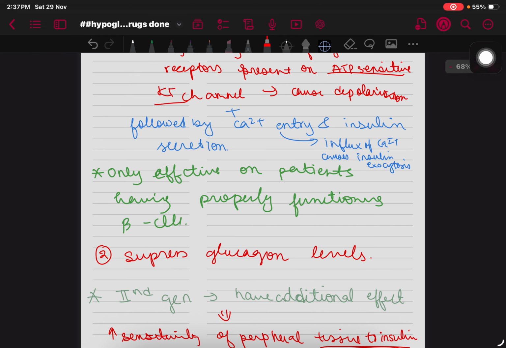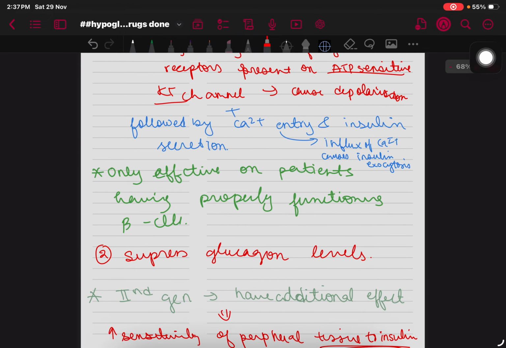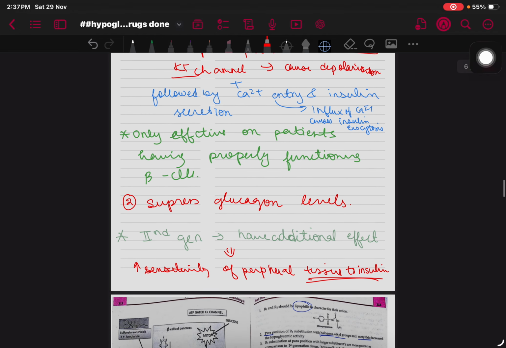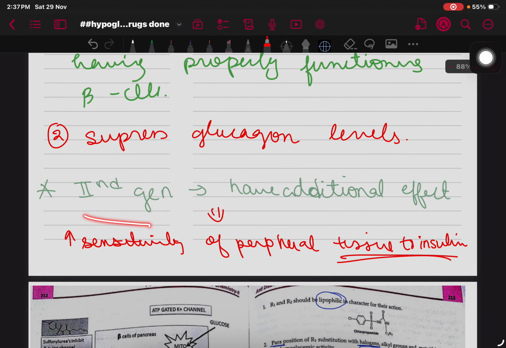Sulfonylurea or anti-diabetic drugs are only effective in patients in whom the beta cells are properly functioning. They should at least have working beta cells, even in a lesser amount, and that's fine. The second action is to suppress glucagon levels. Glucagon raises glucose in the body. The second generation drugs have an additional effect: they increase the sensitivity of peripheral tissue to insulin.